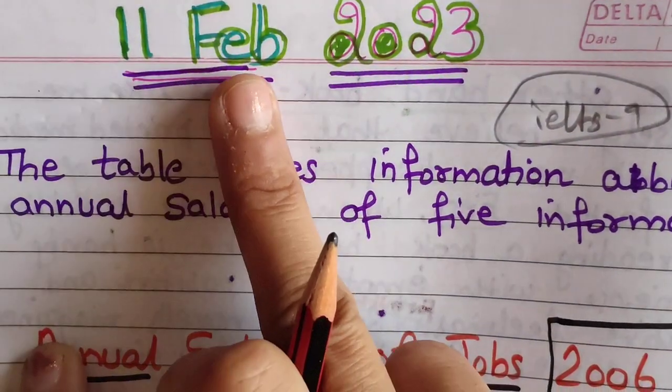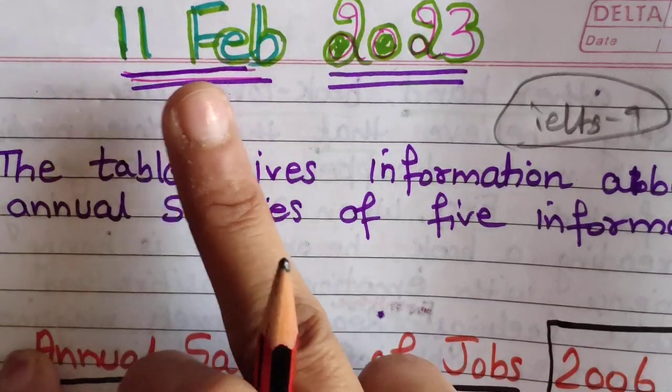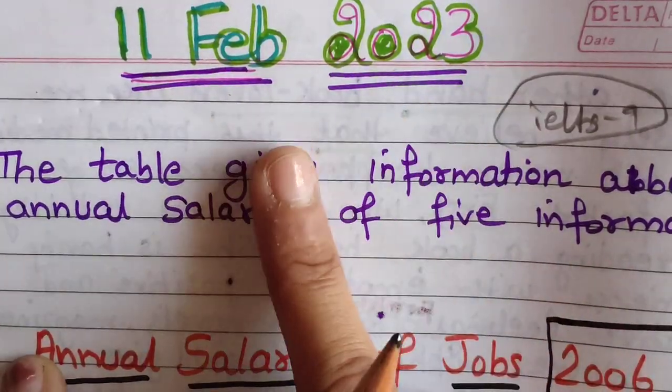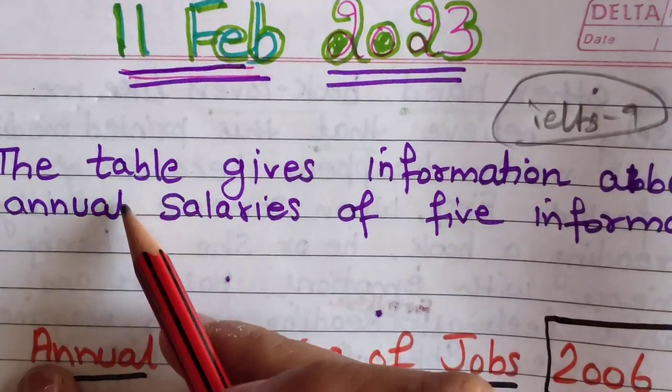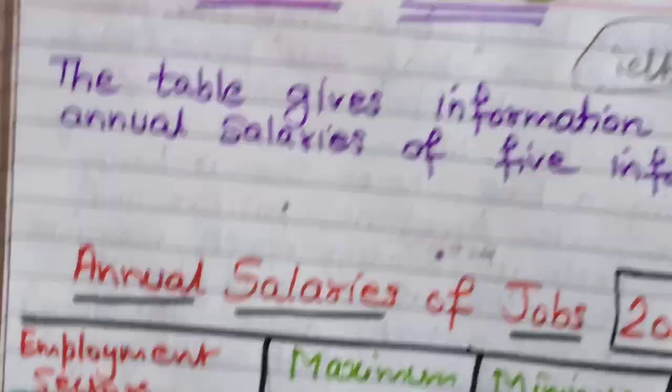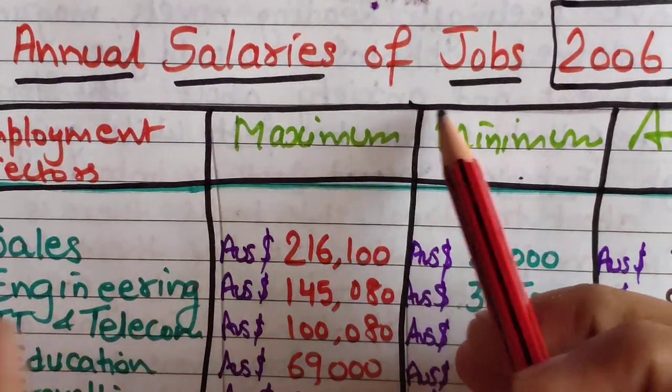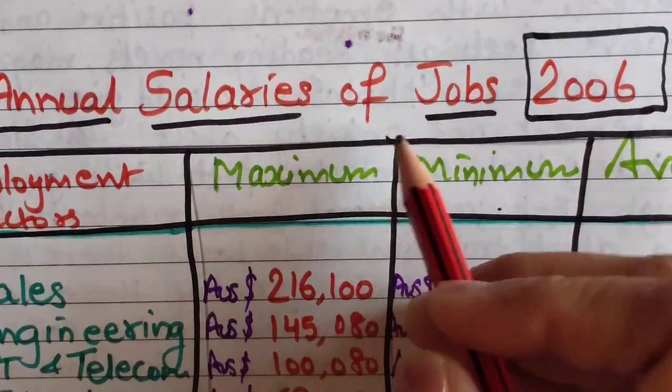So here, this question is from the 11th February 2023 IELTS exam. In this exam, there was one writing task 1, that is a table chart. Let's read it. This is annual salaries of jobs 2006 in Australia.